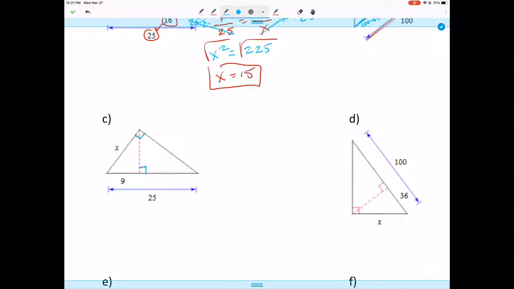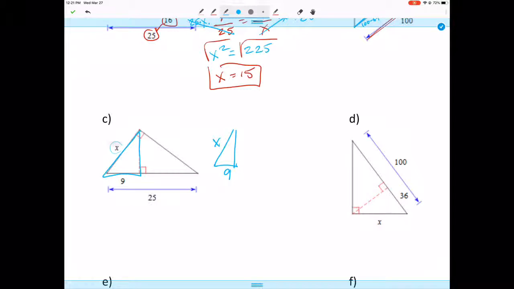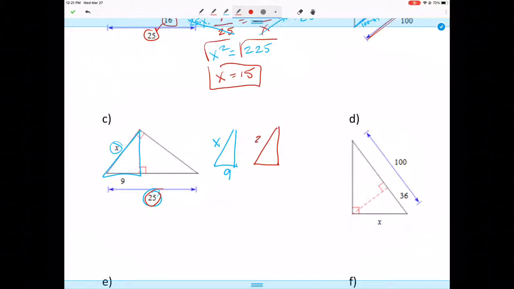All right, so for this one, let me just erase that real quick. So we have this triangle. We could do x and 9, and then we need to find another similar triangle. So x for this one is our hypotenuse. So another triangle would have 25, and then the base of that triangle would be x. So this would be this triangle.